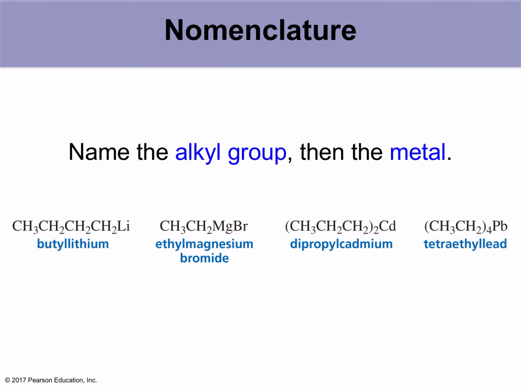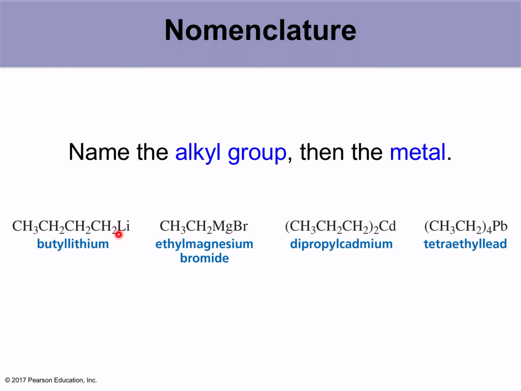Nomenclature. How do we name them? Name the alkyl group, then the metal. So here you have a butyl group attached to lithium. First we name the alkyl group, butyl lithium. Sometimes, just to represent that it is not branched, we would say n-butyl lithium, normal butyl lithium. n-Butyl lithium is a commercial name when we buy the product from the store.